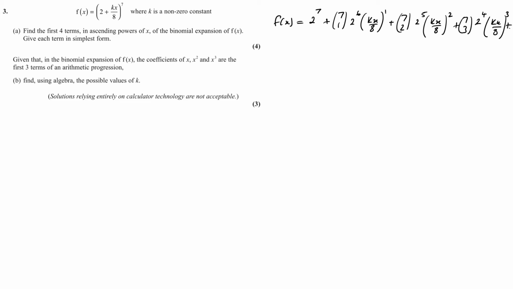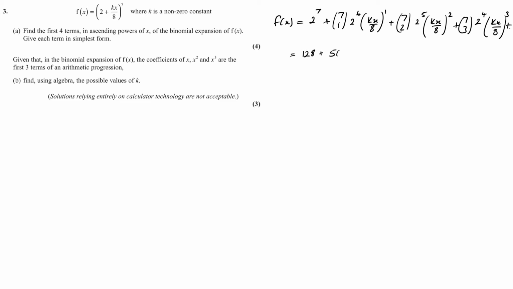Okay, next thing I need to do is just simplify it, sort it all out. So 2 to the power 7 is 128. And we've got 7c1, which is 7, multiplied by 2 to the power 6, which is 448. And then we're obviously dividing by 8, so that's 56.